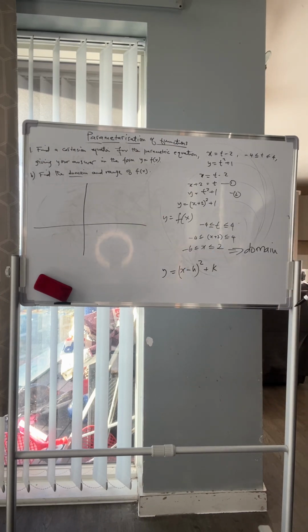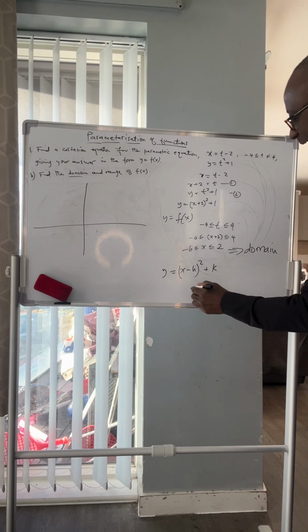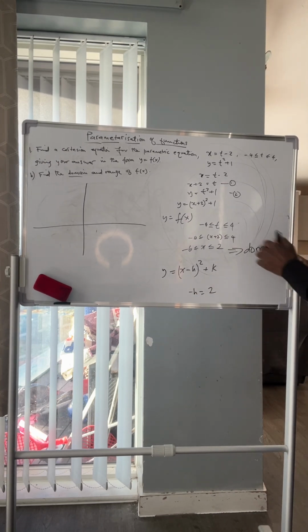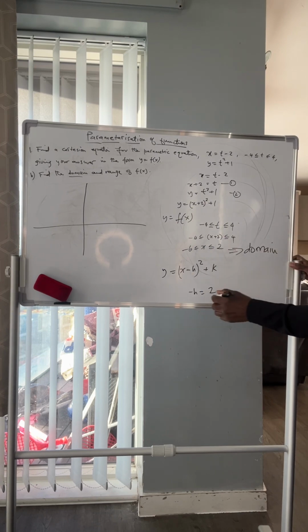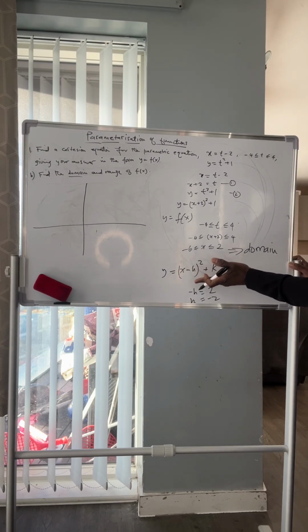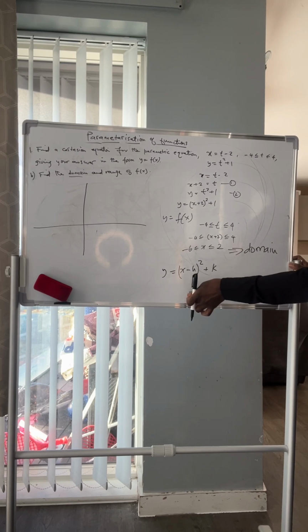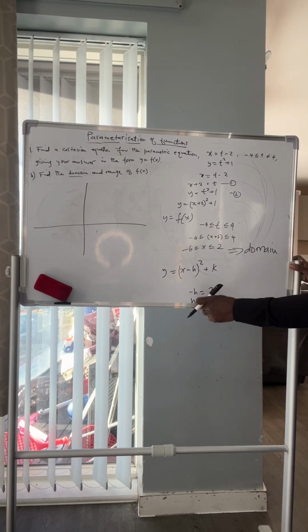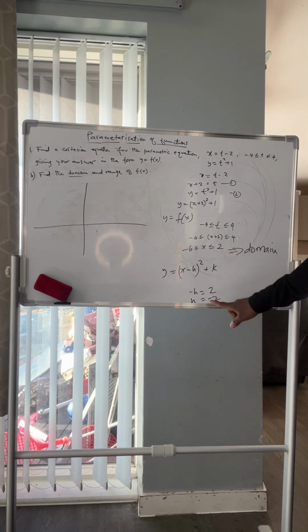Yeah? Because you have minus h here equals 2, if you compare this and this. So therefore, h is going to be minus 2. This is the standard formula. So whatever you have inside here, you just equate it with the sign. Minus h in this case is equal to 2. So therefore, h is equal to minus 2. You want positive h.